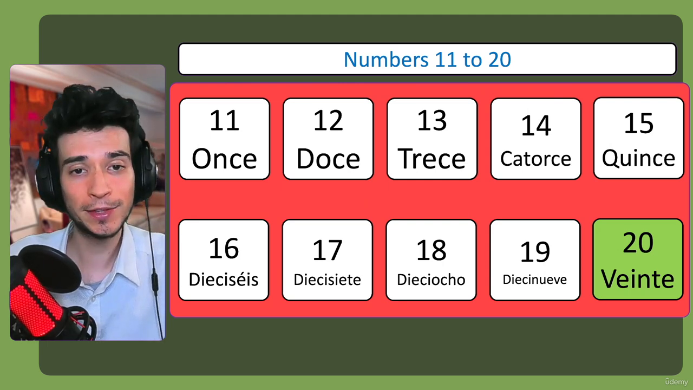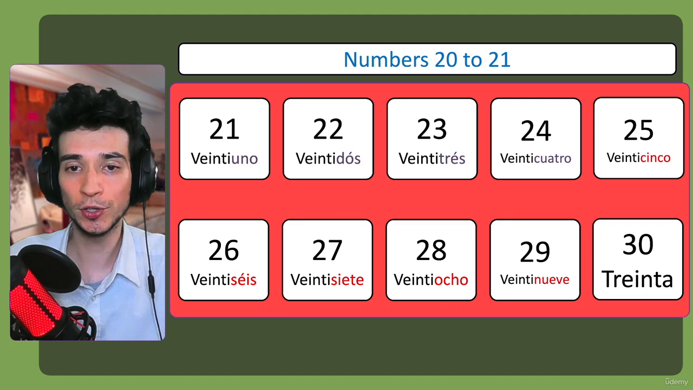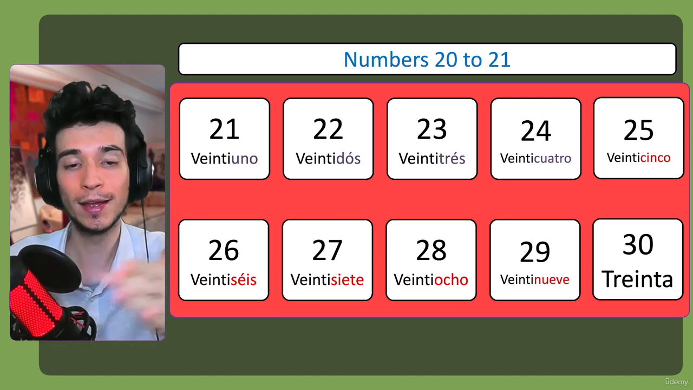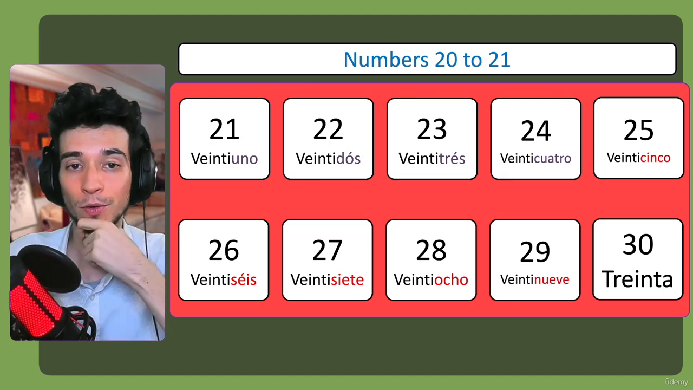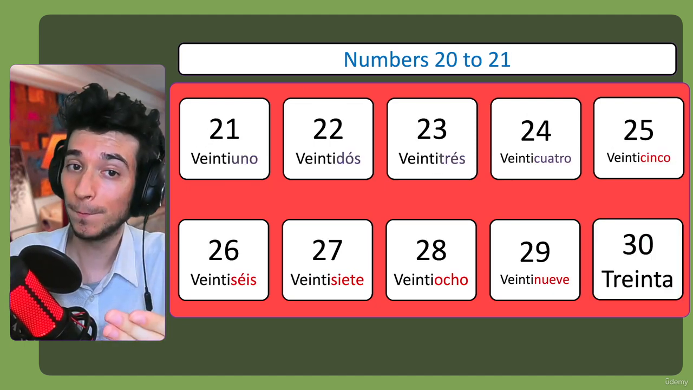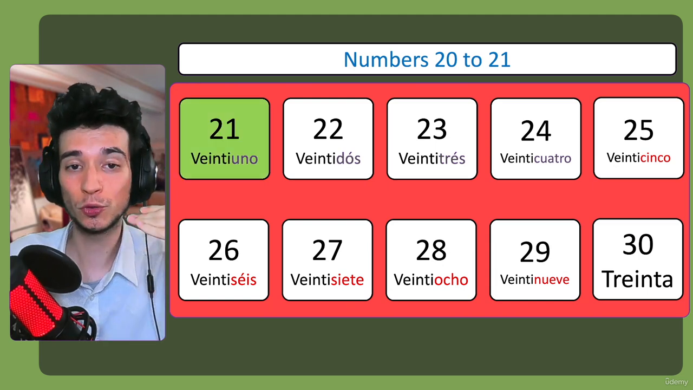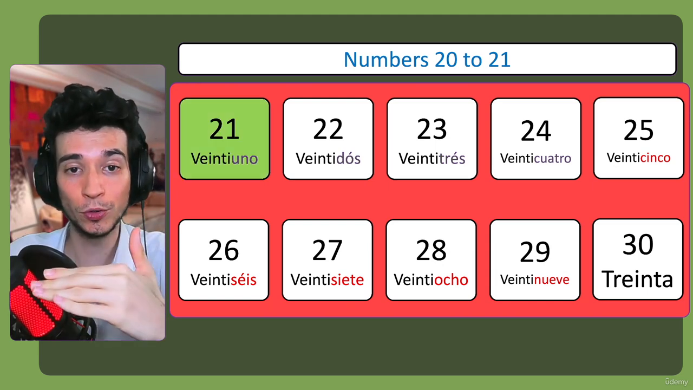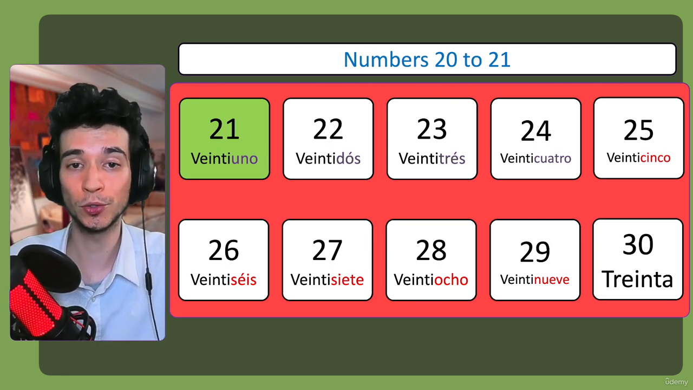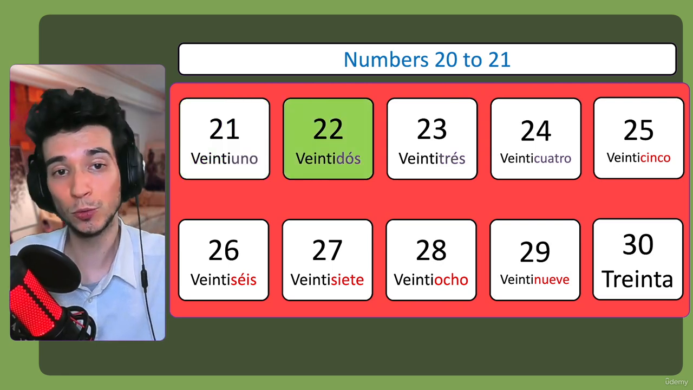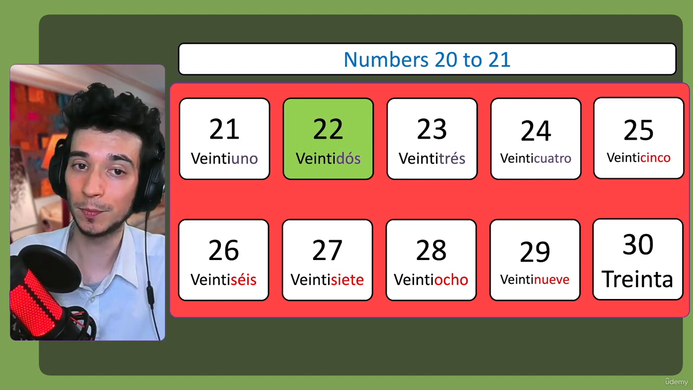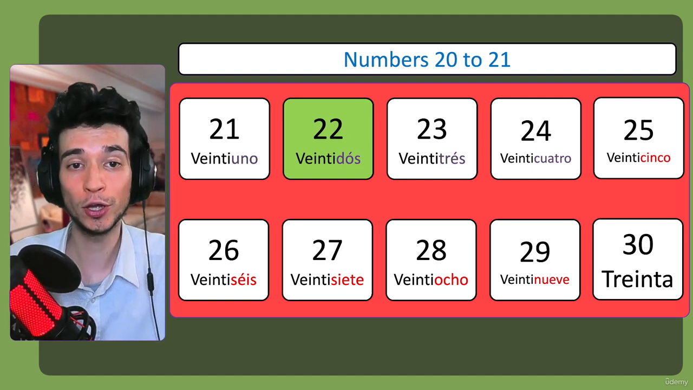And after 20, it becomes easier because we just say 20 and 1, 20 and 2, 20 and 3. So it becomes easier. So, okay, one more time. 20. 21, which is 20 and 1. Think about it like 21, 20 and 1. 22.